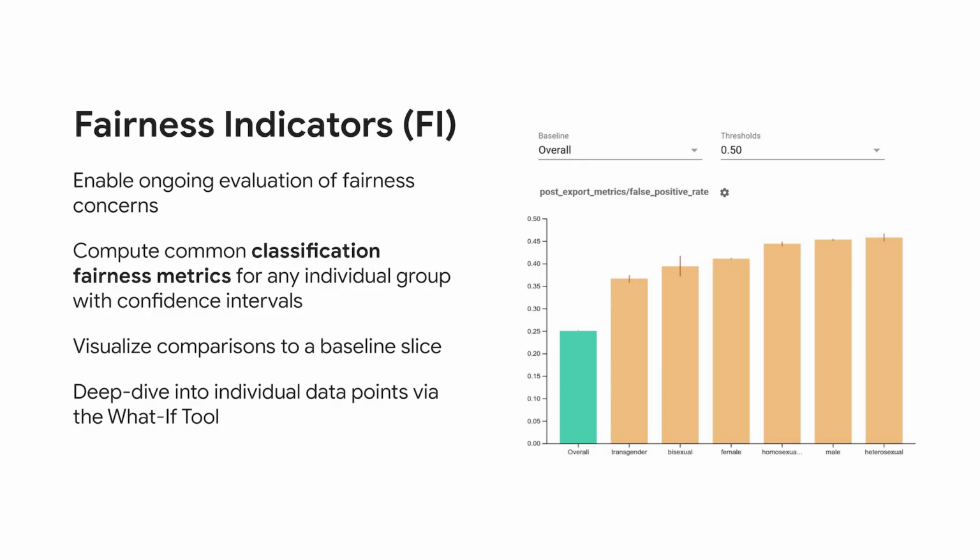Thanks, Ludo. Next, we will use Fairness Indicators to evaluate our model with fairness principles in mind. Fairness Indicators allows us to compute common classification fairness metrics, such as false positive rate and false negative rate, across individual groups with confidence intervals. It is also integrated with the What-If Tool to allow for a deeper dive into individual data points.